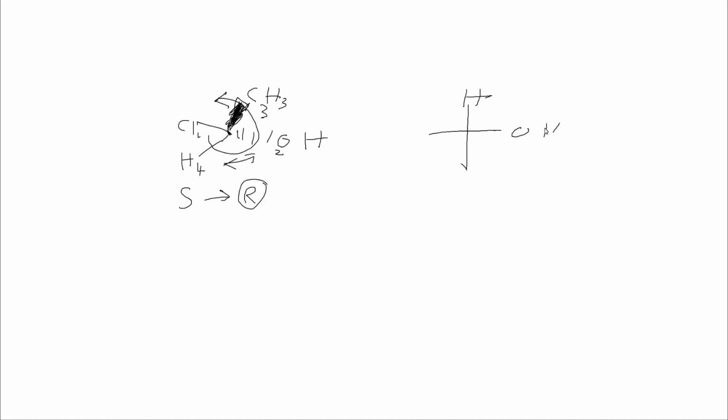So OH, Cl, and CH3. Now we've got 1, 2, and 3. Now let's check this out. Oh, look at that. We got it right on the first try. Isn't that nice? So this goes clockwise, making this an R. So both of these are R's. So this is the proper answer.